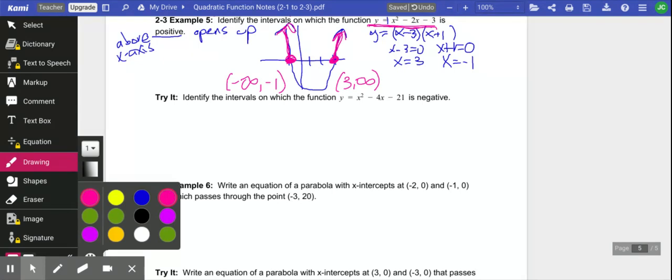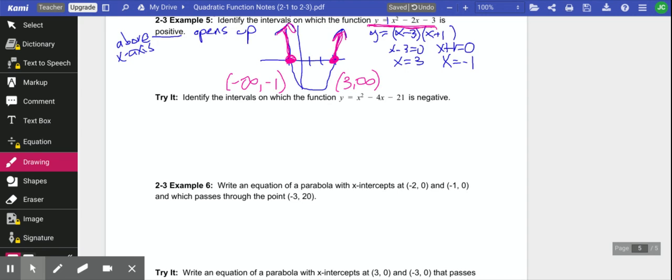All right, let's try another one of these. We want to identify the intervals on which this is negative. So this time we're looking for negative. So everything hinges on the intercepts. So we're going to factor this, get it in intercept form or factored form. So we're looking for, oh, these are opposite signs. We're looking for factors of 21 that add up to -4. -7 and 3 sound good.